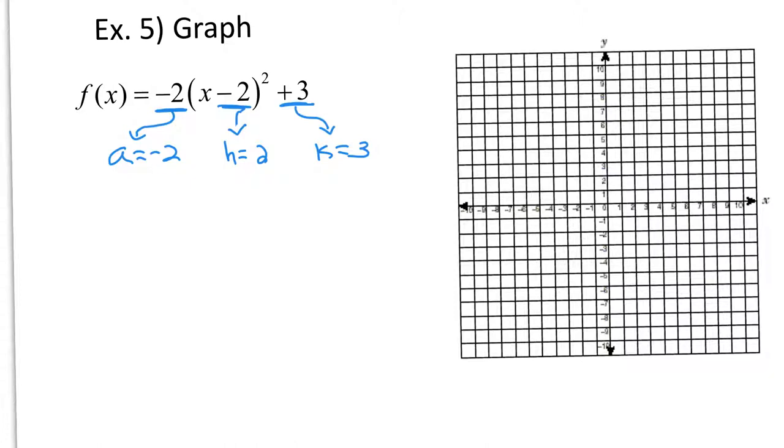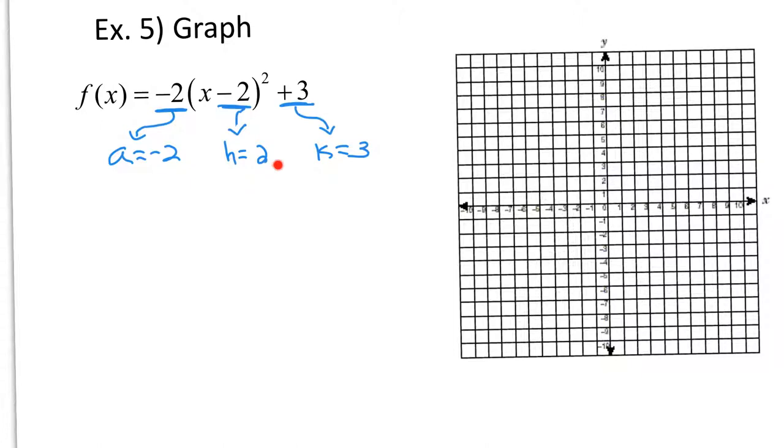So let's talk about the negative a value. Negative a is a reflection across the x-axis. In other words, the parabola is going to go down. The absolute value of -2 is 2, which is more than 1. So when the absolute value of a is more than 1, you have a vertical stretch. So the parabola is going to be skinnier than the parent function.